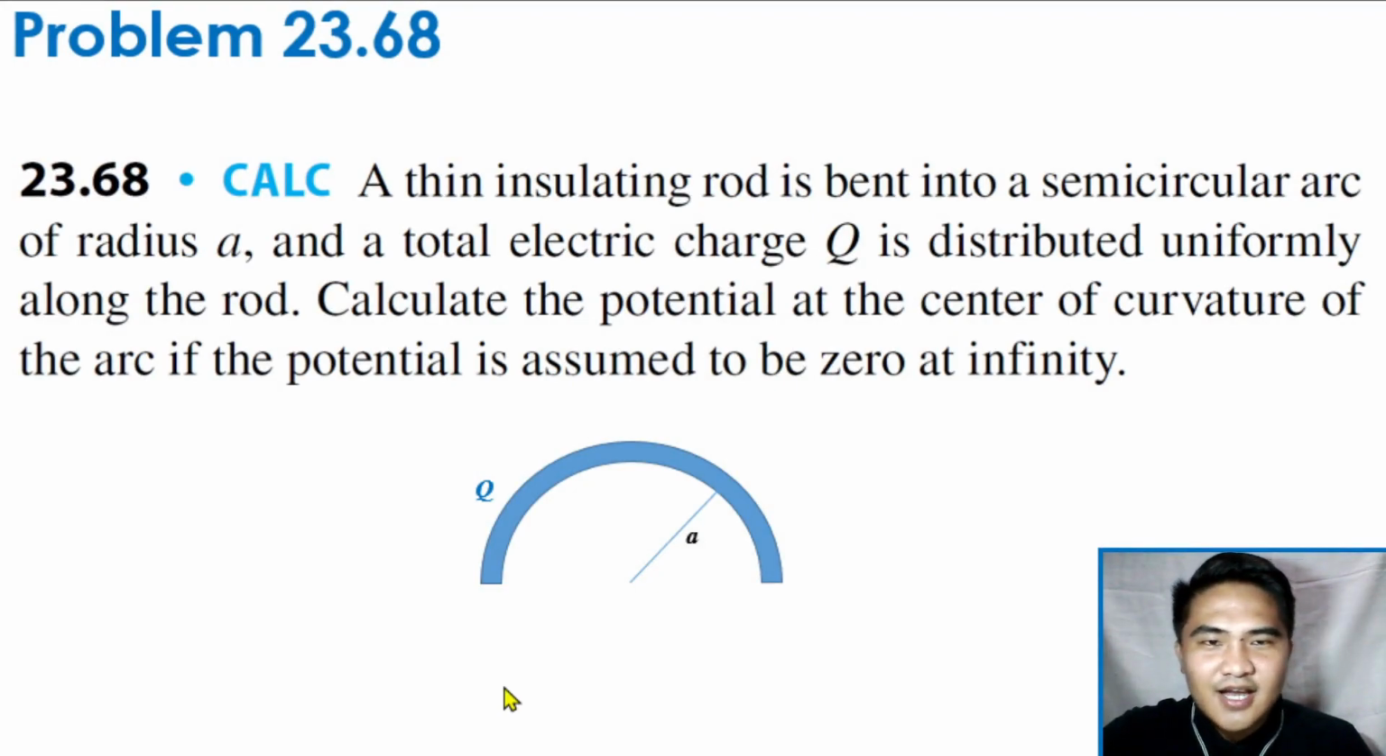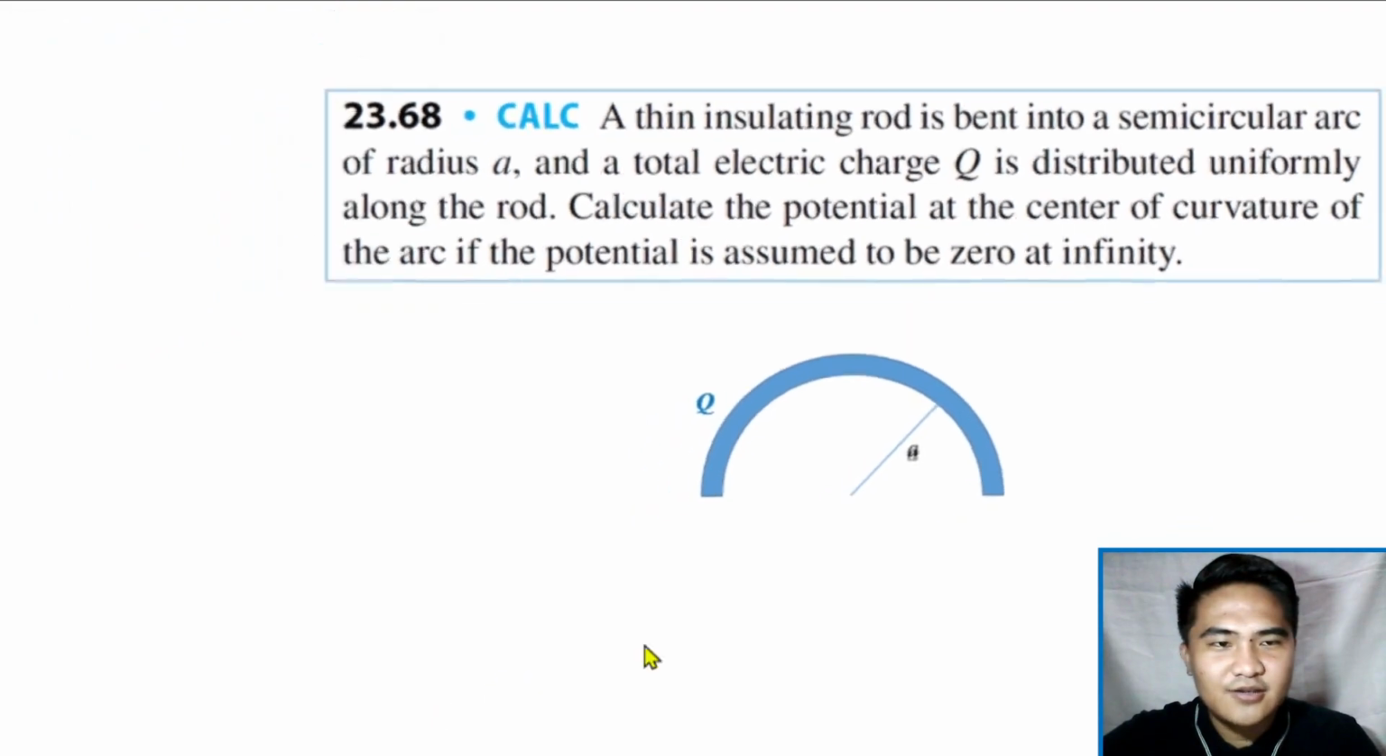So let us have the last problem, problem 23.68. A thin insulating rod is bent into a semicircular arc of radius a, and a total electric charge Q is distributed uniformly along the rod. Calculate the potential at the center of curvature of the arc if the potential is assumed to be 0 at infinity. So to solve this problem, we will use calculus.